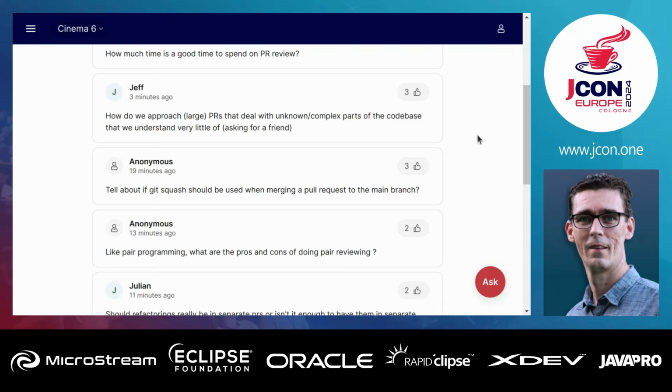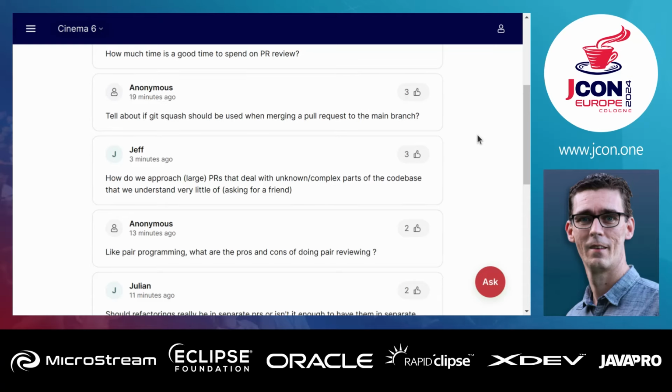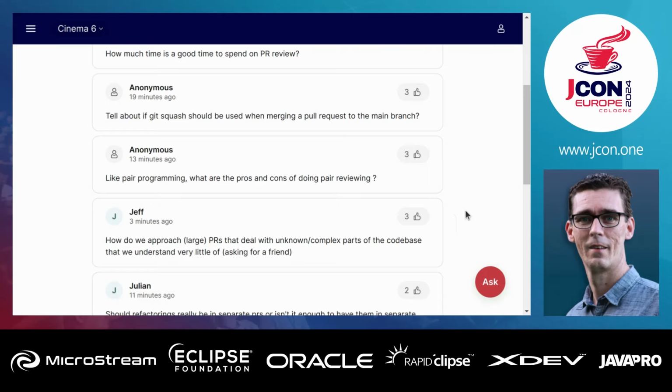Asking for a friend. Okay, Jeff, that's interesting. How to approach large PRs that deal with an unknown, complex part of the code base that we understand very little of? Yeah, it depends. I assume that there are people in the team that know how it works. If you find there's an unknown or very complex part, then it's probably better to do a knowledge transfer session if there are multiple people having that same question, or just get a one-on-one and get an introduction about the high-level setup first.